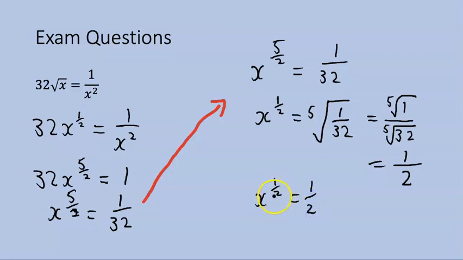Now I just need to square it, because the opposite of taking something to the half is to take it to the power of 2. So x is equal to a half squared. That gives me a quarter.